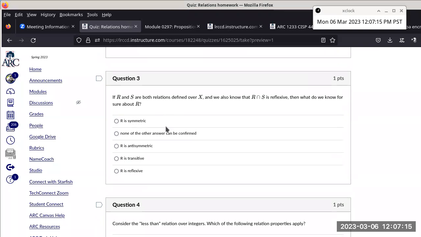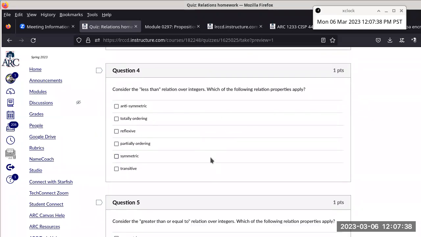Number 3, if R and S are both relations defined over X, and we also know that R intersecting with S is reflexive, then what do we know for sure about R? Well, it is reflexive. That's the only thing. There's nothing else. Question?